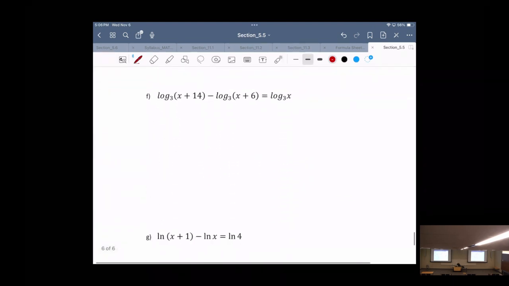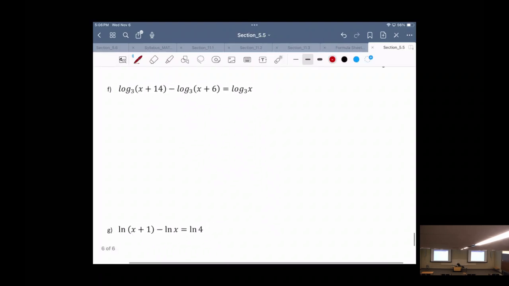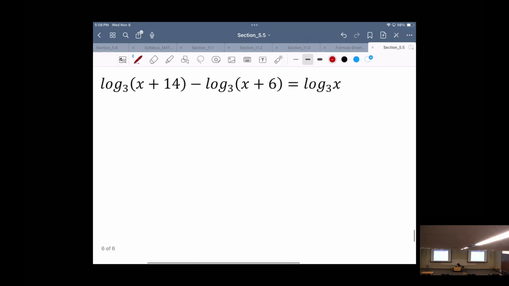Okay, so we move forward. Here's another one. So go ahead, if you haven't used this property from section 5.4, go ahead, use that property, and then when you're done, come back here and compare your solution. So I'm assuming that you've done that.